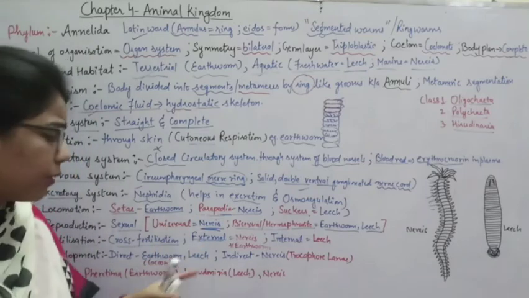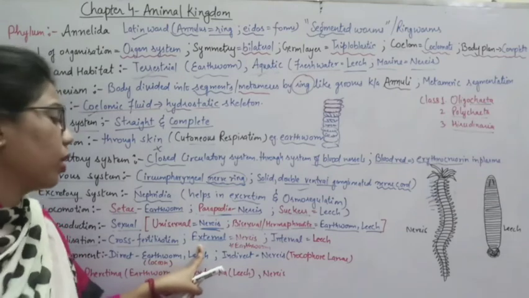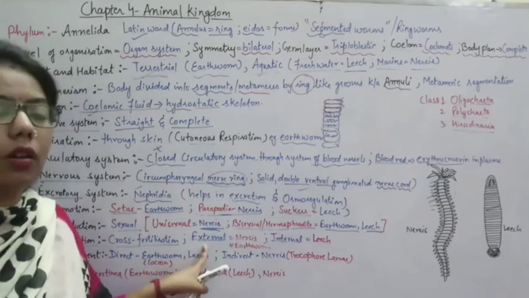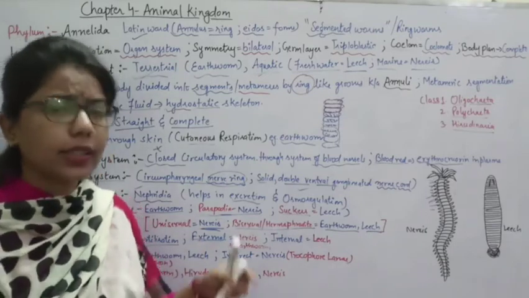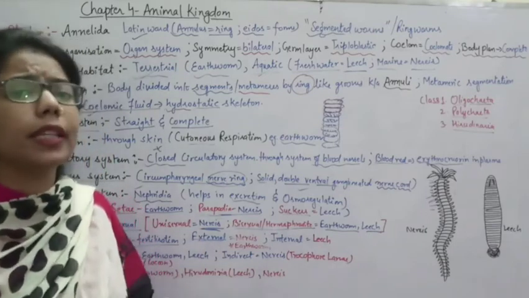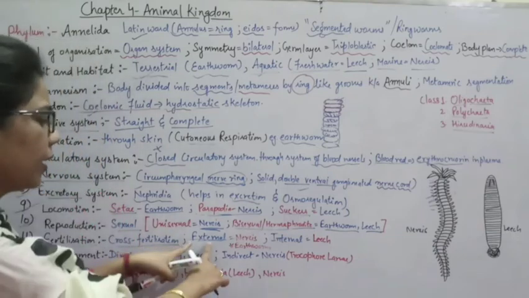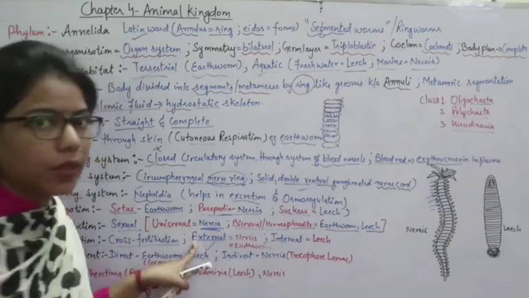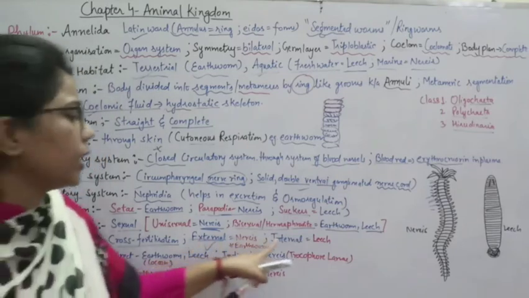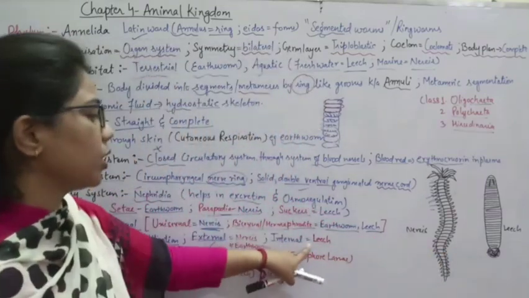Will there be internal fertilization? Should the fertilization be internal? No. Why? Because in Nereis, the male Nereis will send its gametes and the female Nereis will send its gametes into the water, and there the fertilization will take place. That is why we are saying that in Nereis, the fertilization is external fertilization, right? And in case of leech, what type of fertilization takes place?